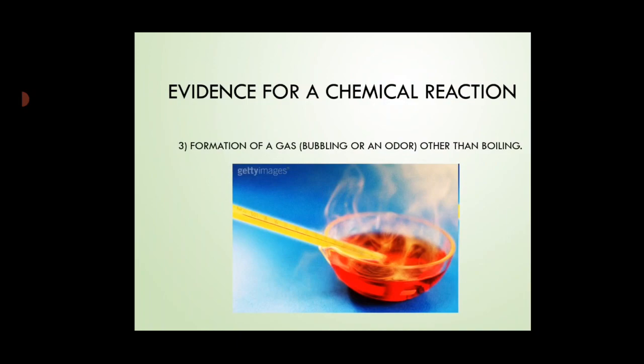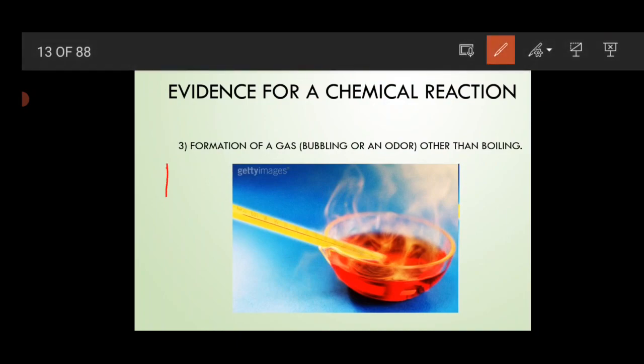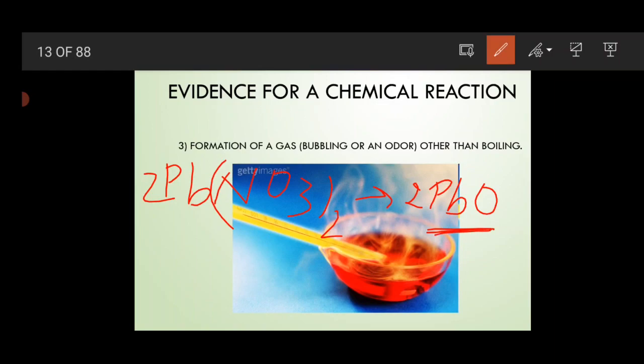The most common and the most important reaction is when you heat lead nitrate. When you heat lead nitrate, what will you get? You will get a black precipitate of lead oxide along with the release of nitrogen dioxide gas, that is NO2, which is brown in color, and along with the release of oxygen gas, which is colorless in nature.